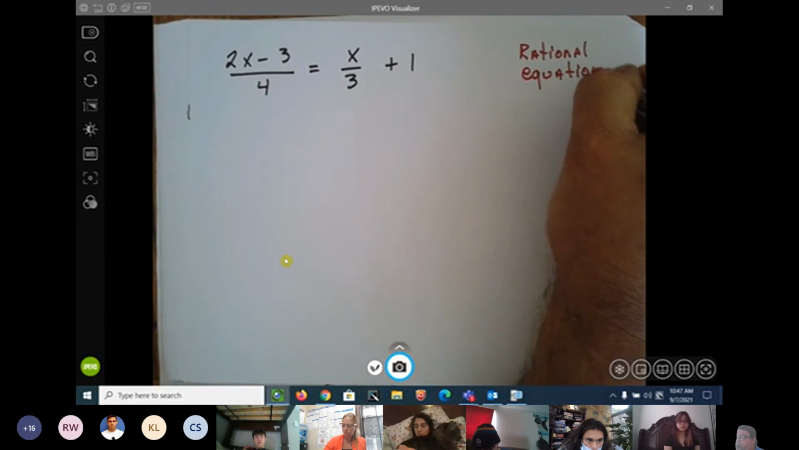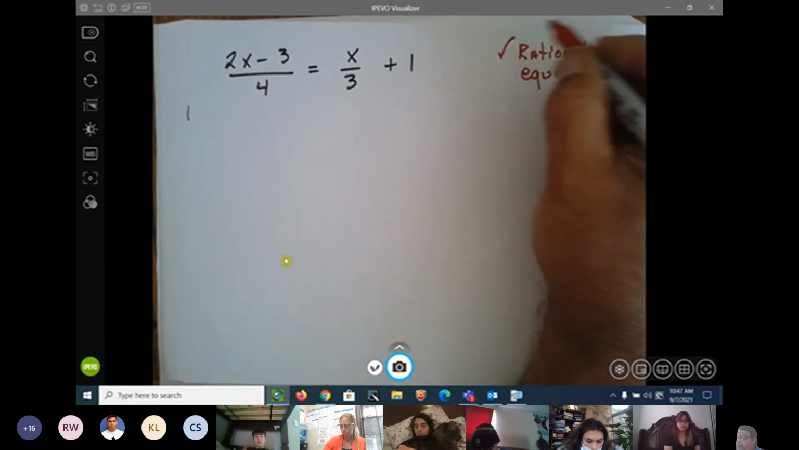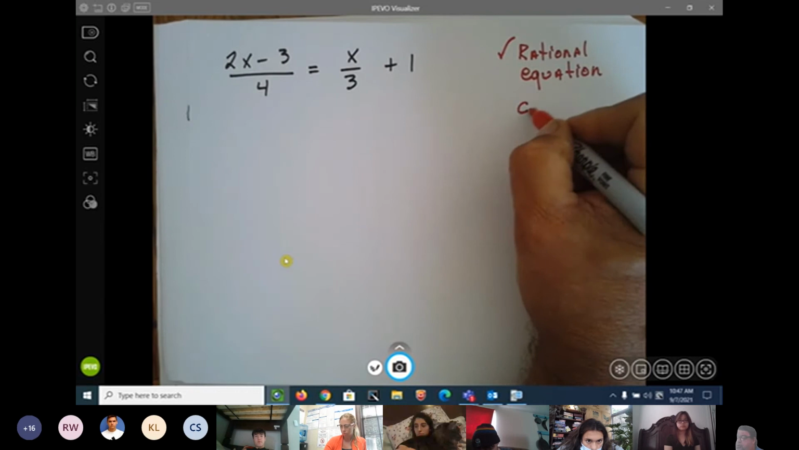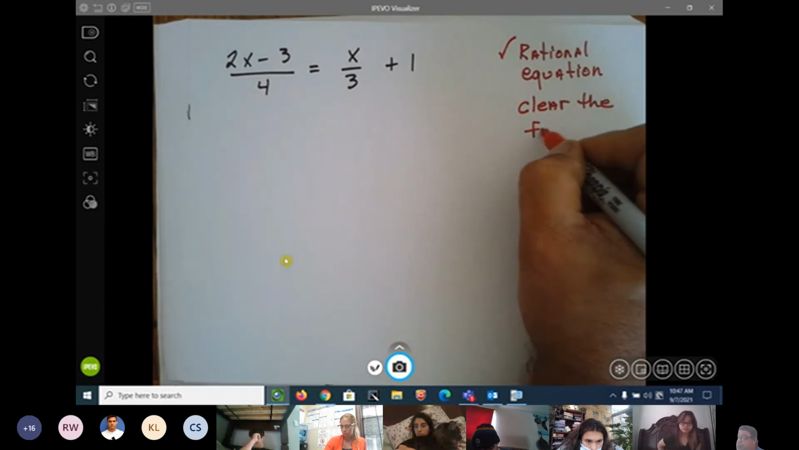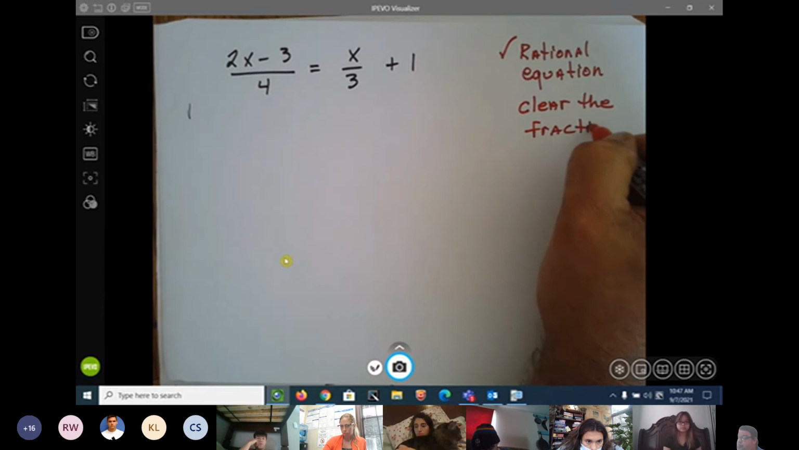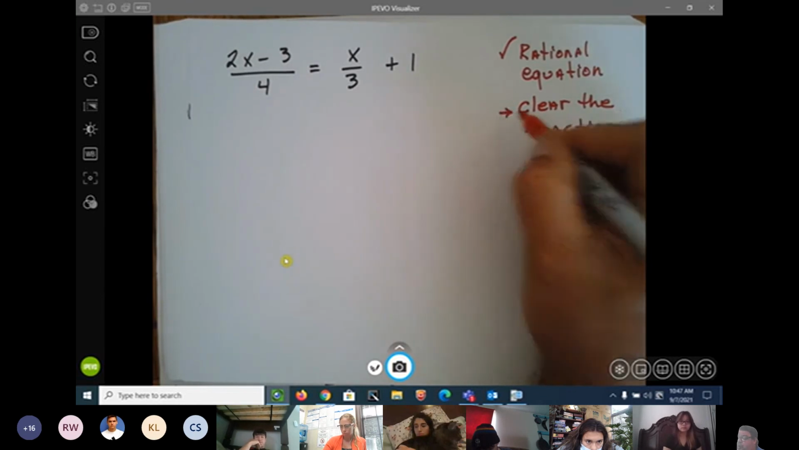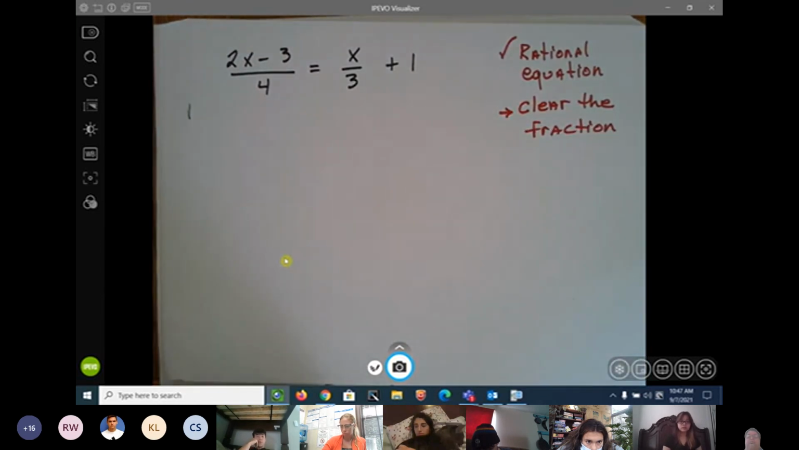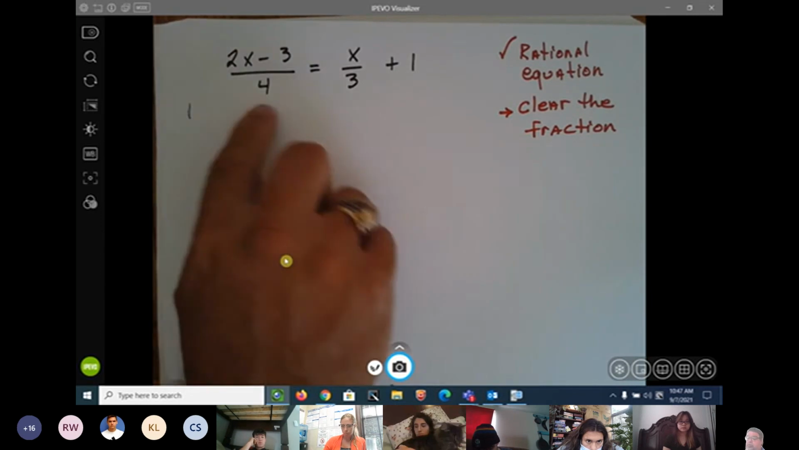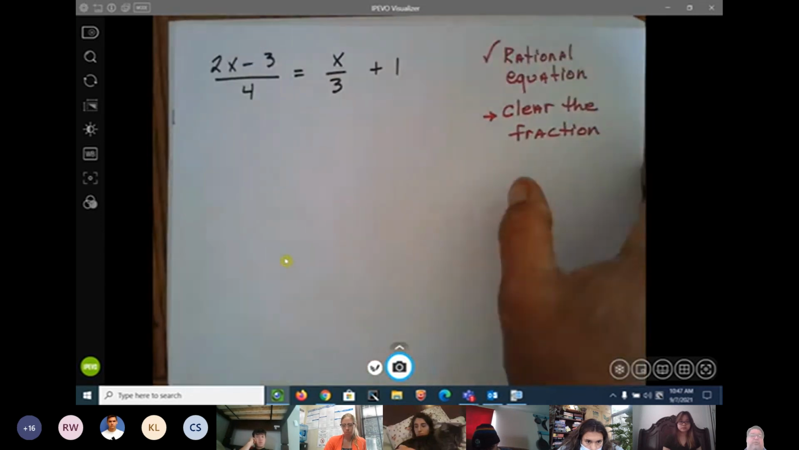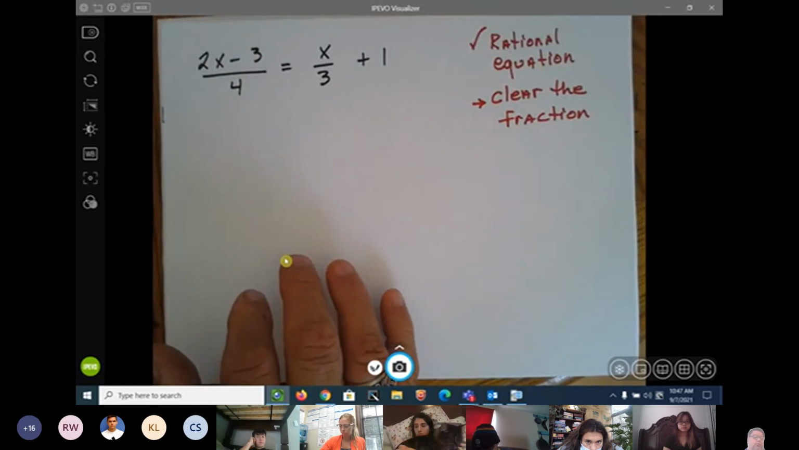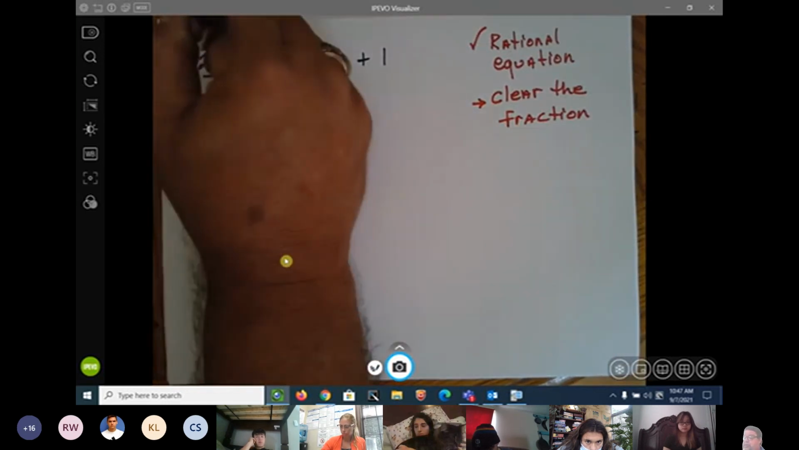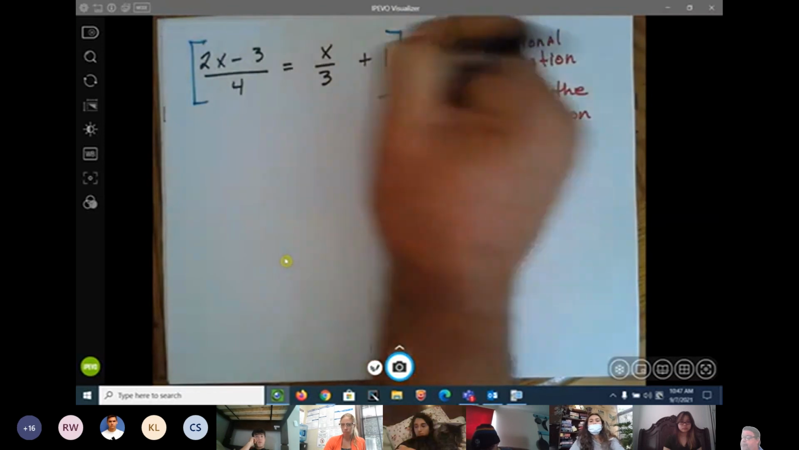the first thing you want to do when you're dealing with a rational equation is clear the fraction. That's what you want to do, is clear the fraction. Rational equation is a 25-cent word for a fraction. The first thing you want to do is multiply both sides by the common denominator.